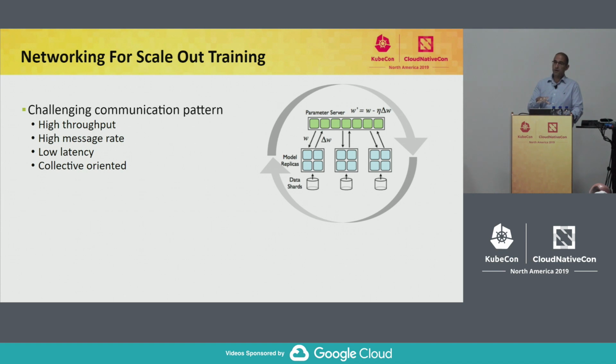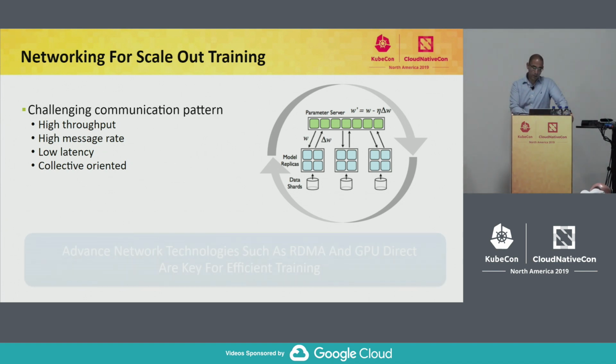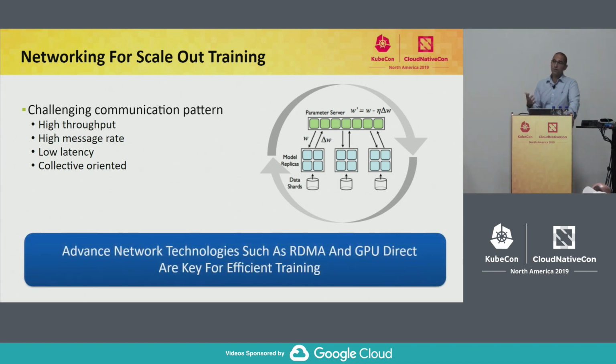And this type of communication pattern very much reminds us of high-performance computing networks, which are all the supercomputers. And we know from a lot of years of experience that advanced network techniques such as RDMA and GPUDirect are critical for efficient training.